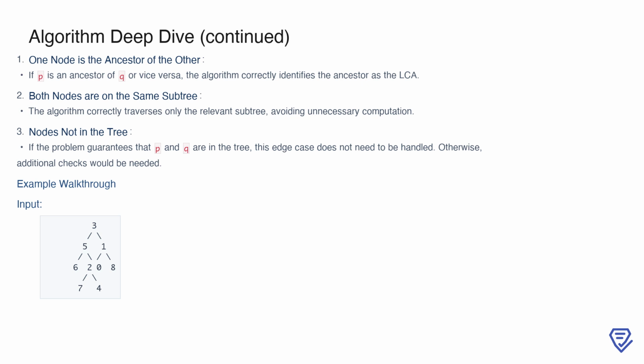If the problem guarantees that both P and Q exist in the tree, we don't need to handle cases where they are absent. However, if such guarantees are not provided, additional checks could be added to verify their presence before proceeding. With these considerations, the algorithm ensures correctness and efficiency across a wide range of scenarios.